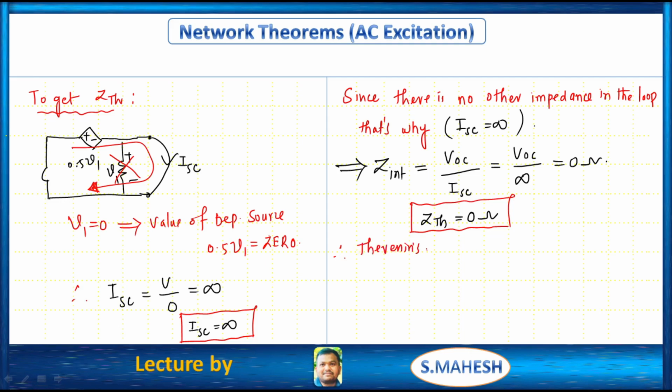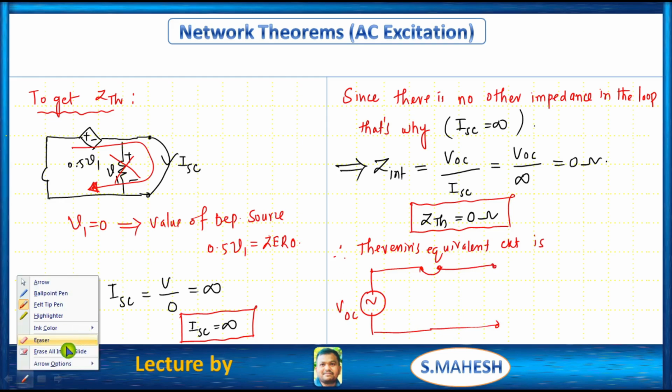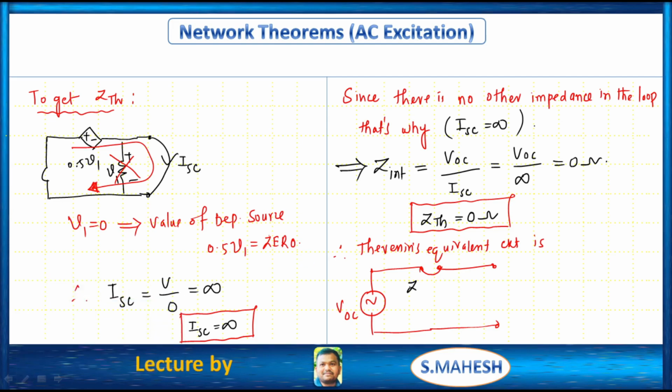Therefore, what is Thevenin's equivalent circuit? This is VOC or VTH, and we have ZTH. This is the Thevenin's. Sorry, we are connecting a load now. Before that, here I am providing ZTH equal to 0 ohms. Now reconnect the load as it is. That's it. This is the load. This is the Thevenin's equivalent circuit. That's the problem.